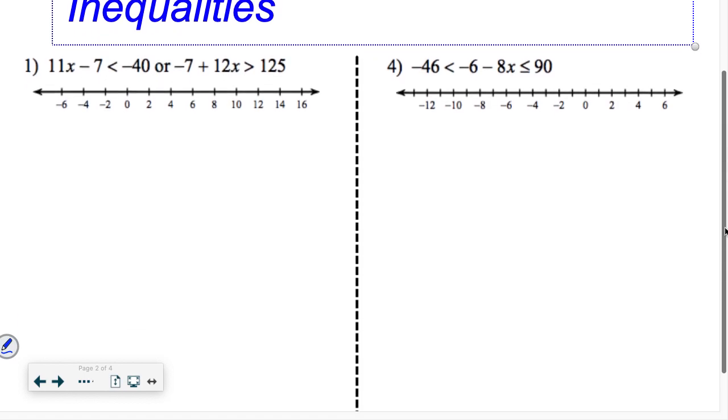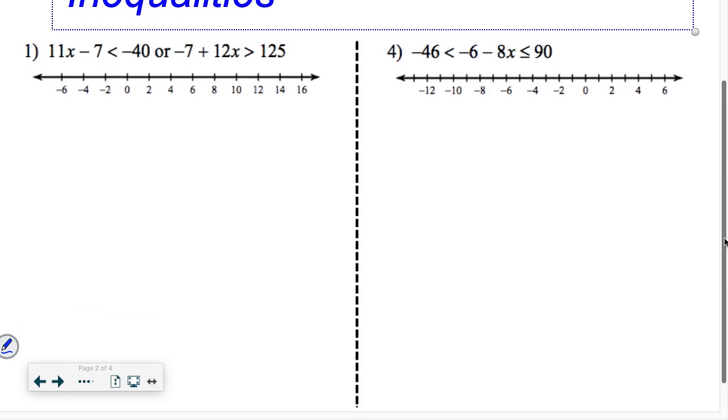So for our purposes for number one right here, you'll be able to look at this on your homework. For number one, we look at 11x minus 7 is less than negative 40, or negative 7 plus 12x is greater than 125. With an or statement, we are trying to find inequalities that work for one or the other. So there are a lot of possibilities here.